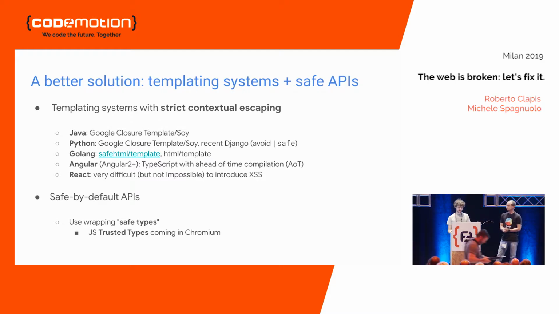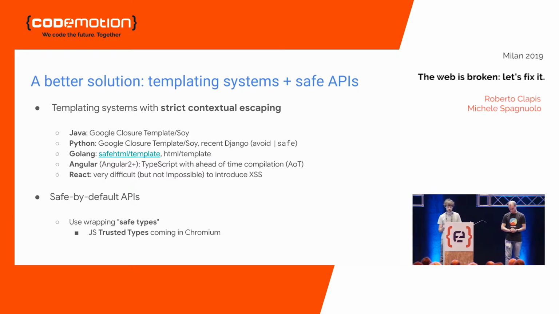Some other languages like Go have a little bit better alternatives like HTML templates or even better, safe HTML templates. But what we use internally at Google is the concept of safe types. So do not allow the developer to do string assignments to dangerous DOM APIs like innerHTML, but actually force them to use safe types that have some security guarantees.